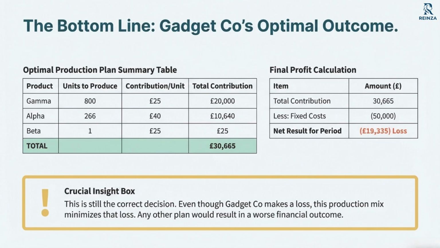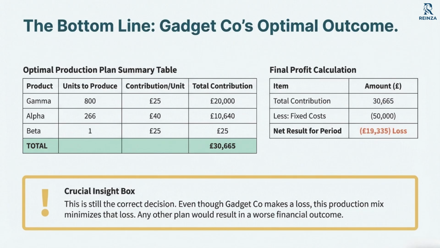Now we subtract fixed costs to get our profit. £30,665 minus £50,000 in fixed costs equals a loss of £19,335. Yes, you heard that correctly. Even with our optimal plan, Gadget Co. makes a loss. But here is the crucial insight.